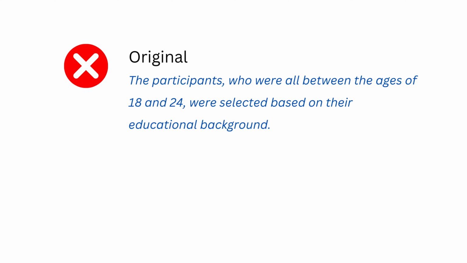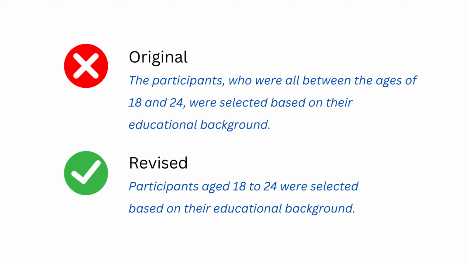Another example. Rather than writing, "The participants, who were all between the ages of 18 and 24, were selected based on their educational background," you could write, "Participants aged 18 to 24 were selected based on their educational background." Reducing these excessive descriptions can streamline your writing without losing any of the important details.